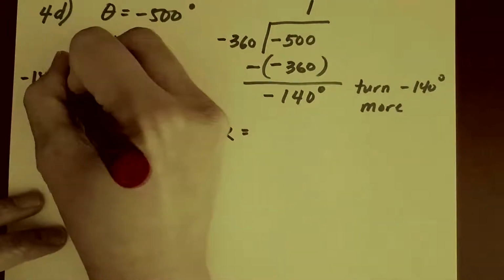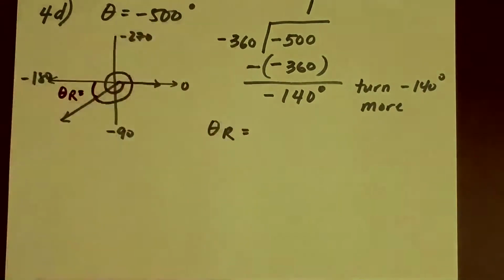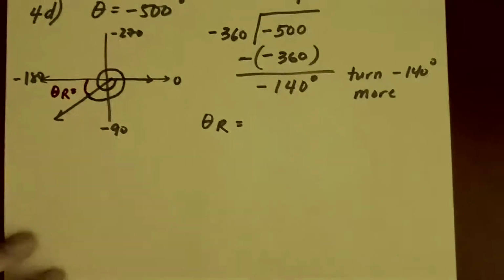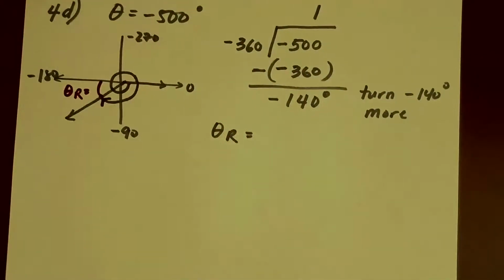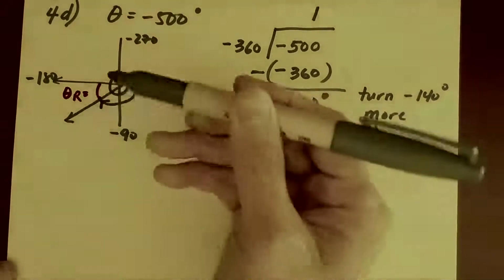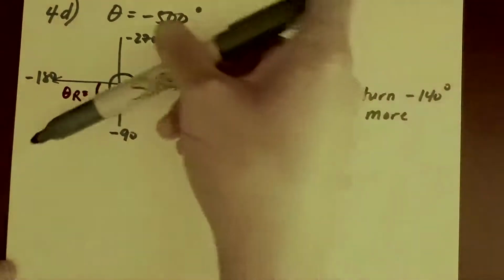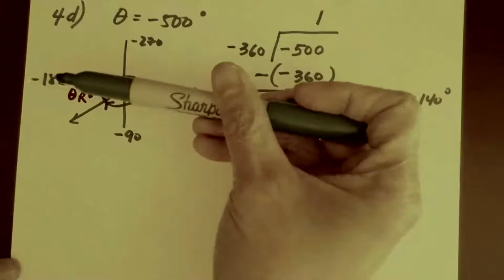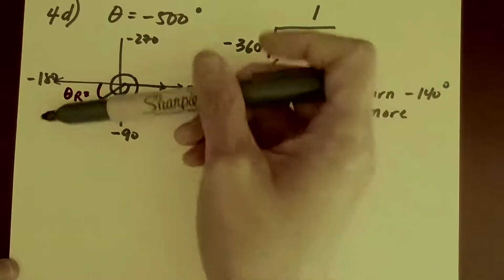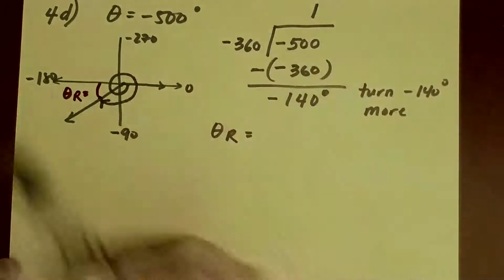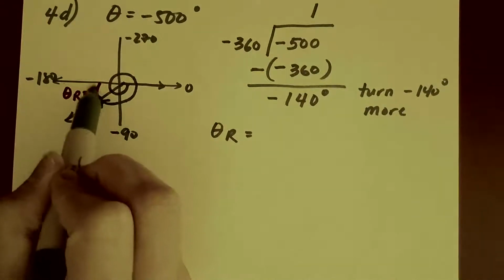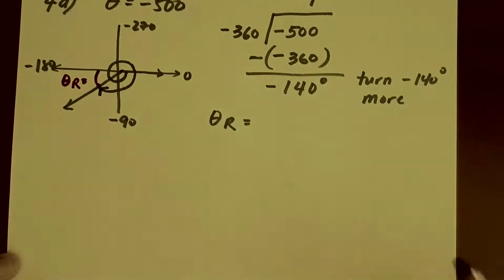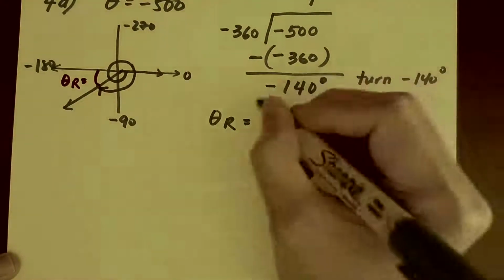Theta r is always positive. It's the angle between the terminal arm and the x-axis. So this is our x-axis right here, and this is the terminal arm. This is the angle that we're talking about. So how can we figure that out? This is how I do it.